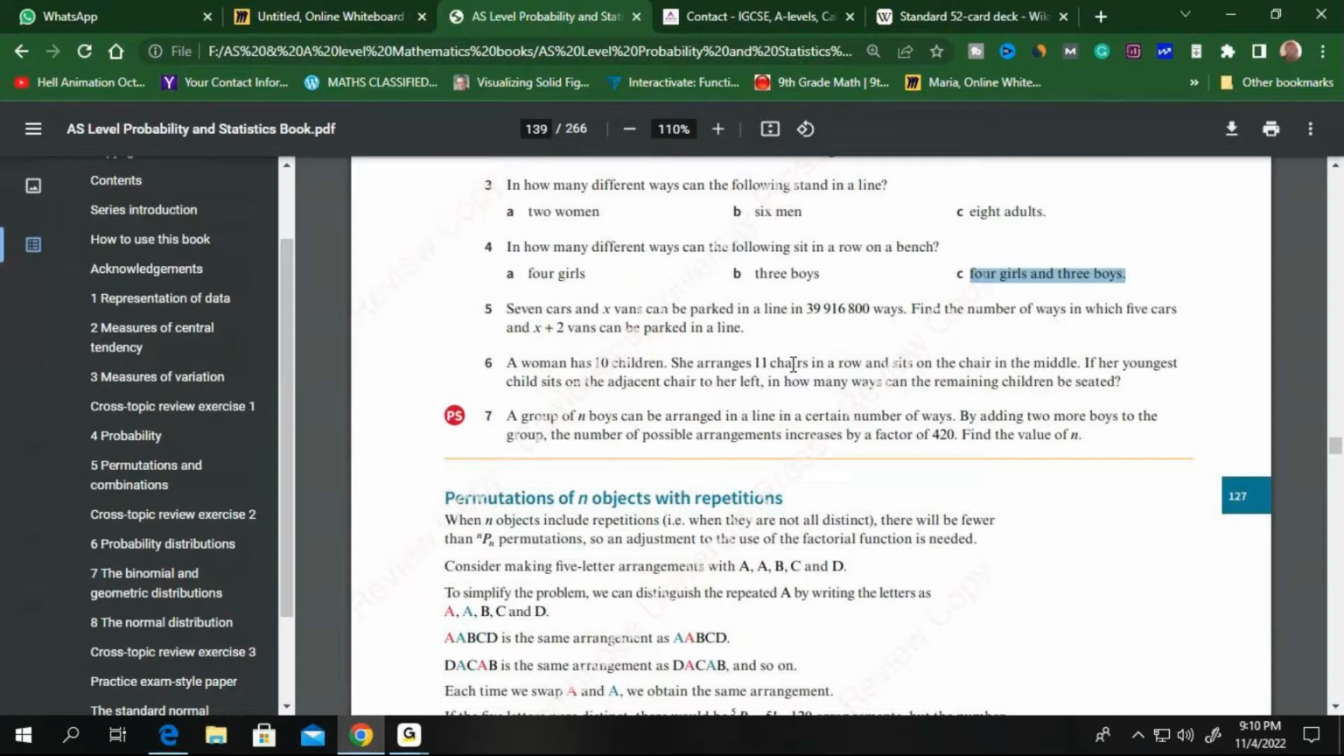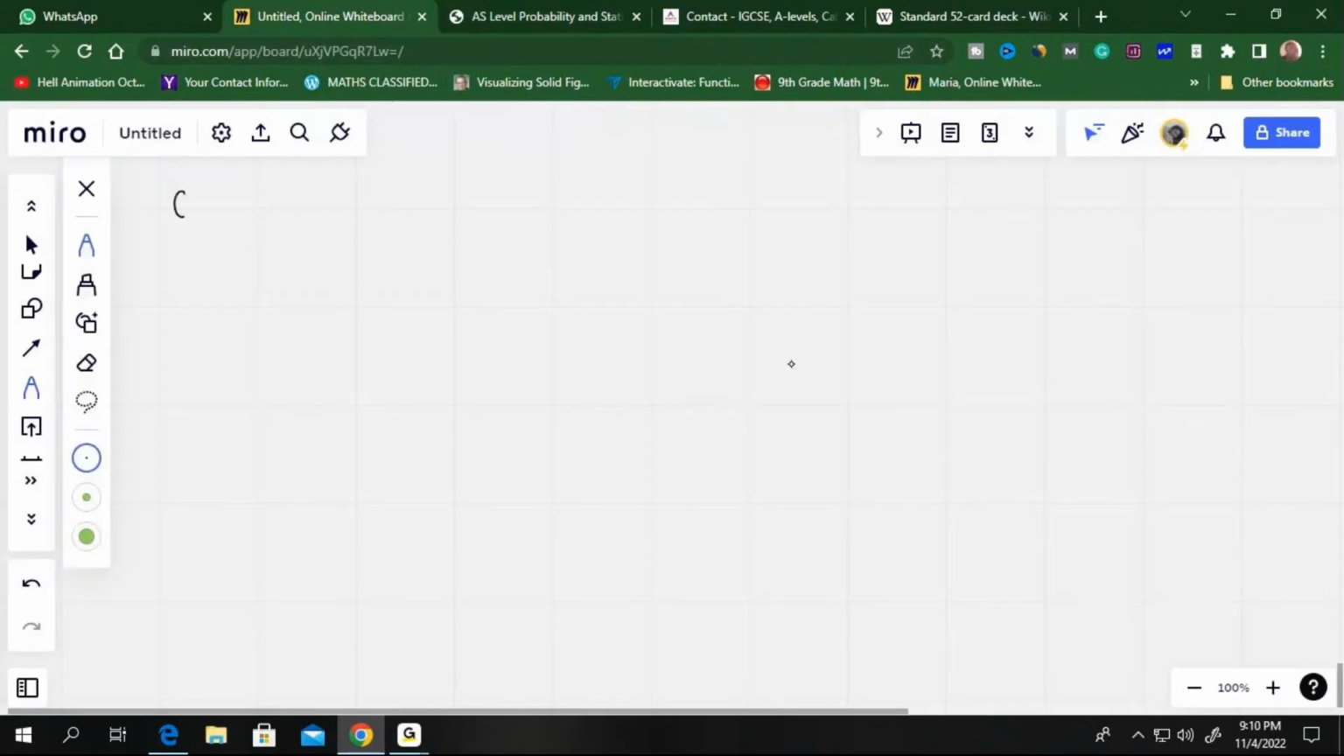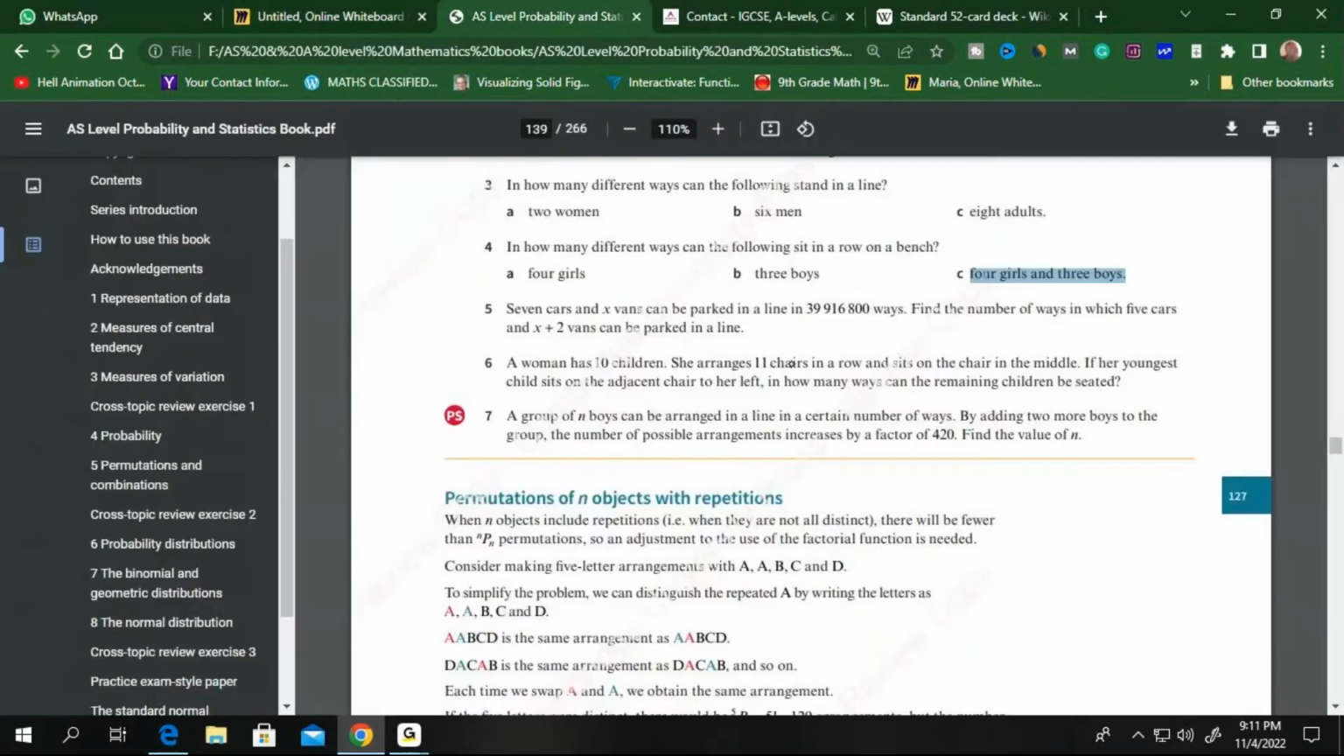So I'm having 7 cars and x vans. So the total number of vehicles, they are all unique. So n is unique here. Keep this in mind. Question number 5 we are doing. So (7 plus x) factorial is actually equal to a huge figure, 39916800.